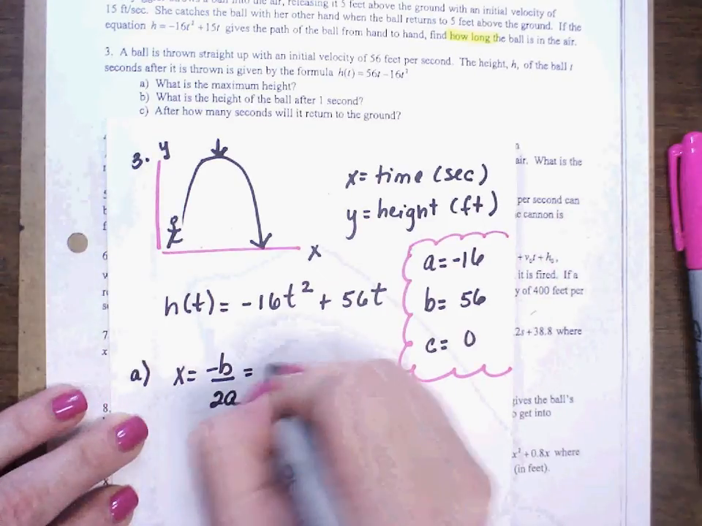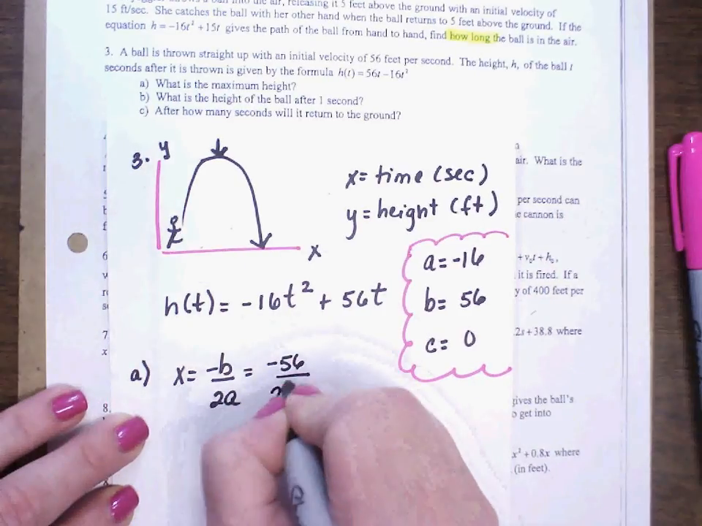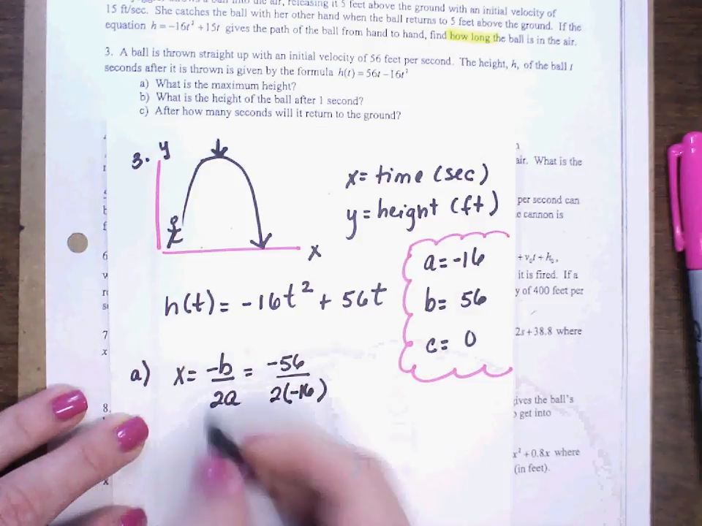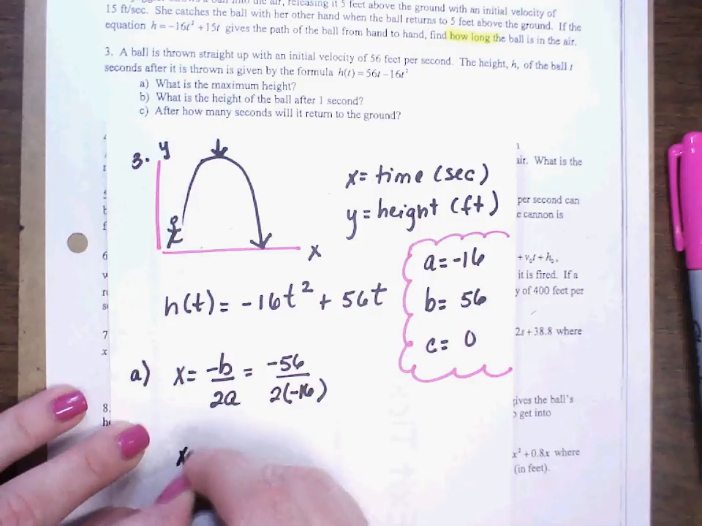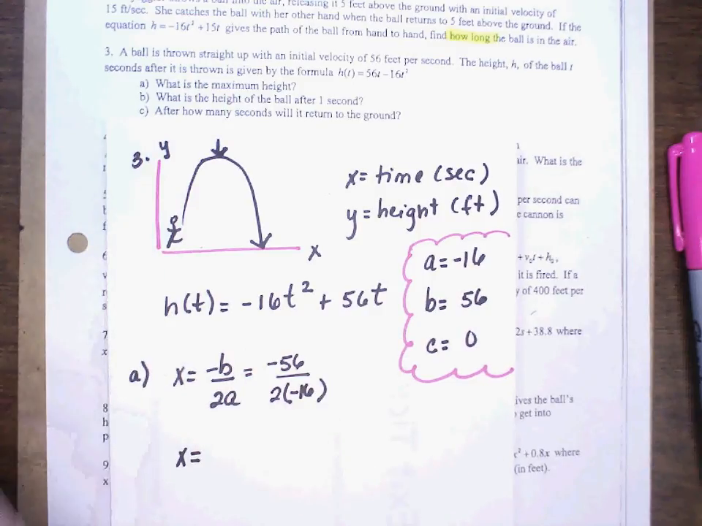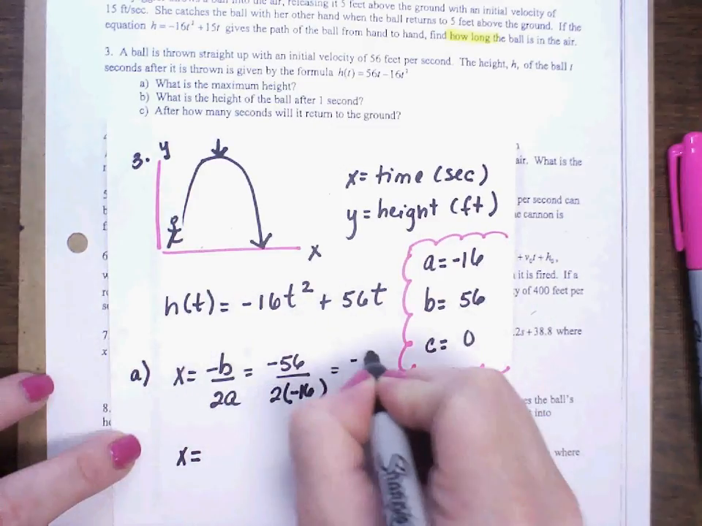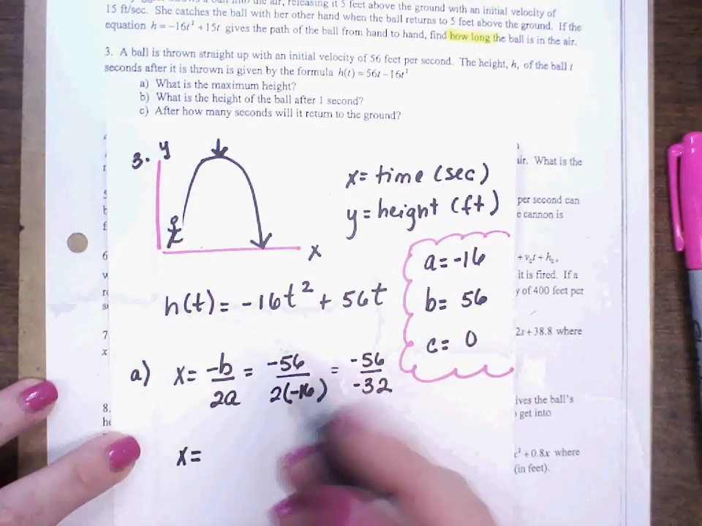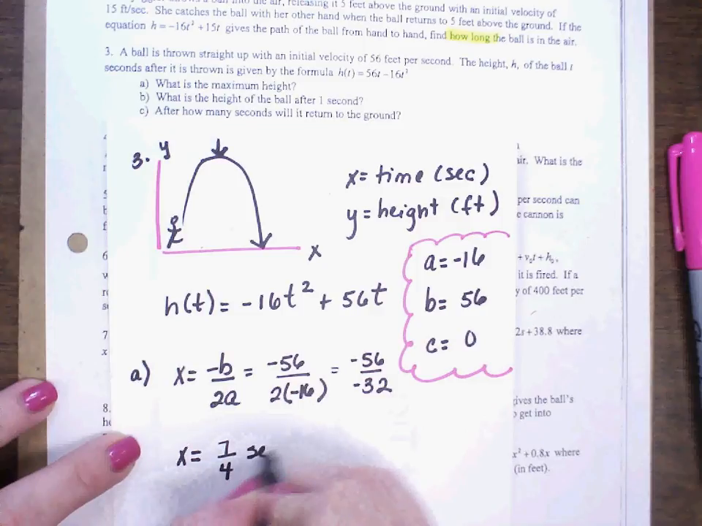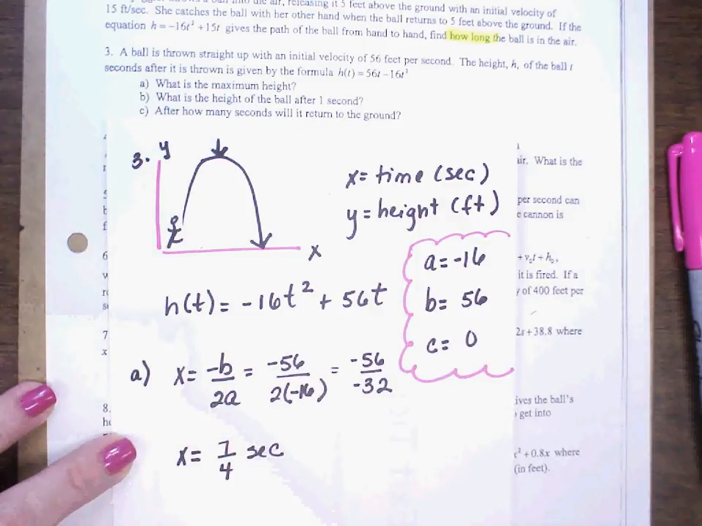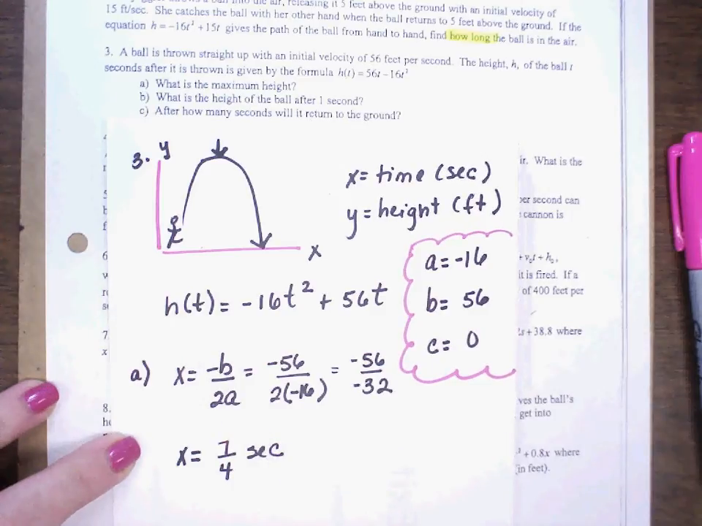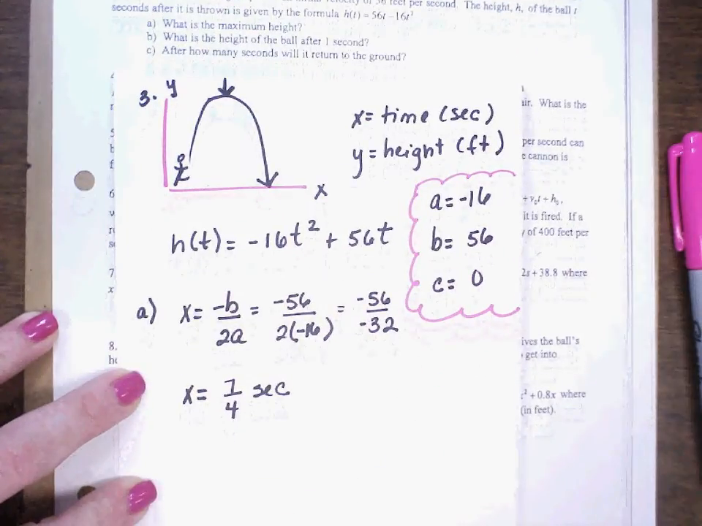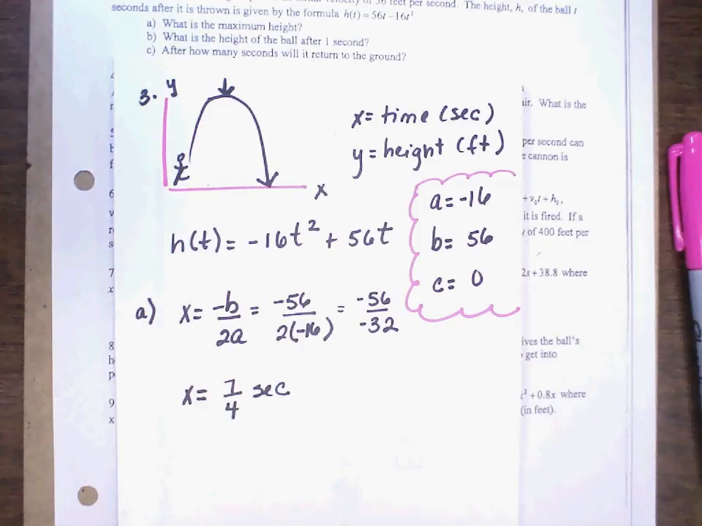All right, so this would be negative 56 divided by 2 times negative 16. So that would be negative 56 over negative 32, which would be positive 7/4 seconds. Yes? All right. So is that the height? No, that's the time. That's the time at which it reached the maximum height.